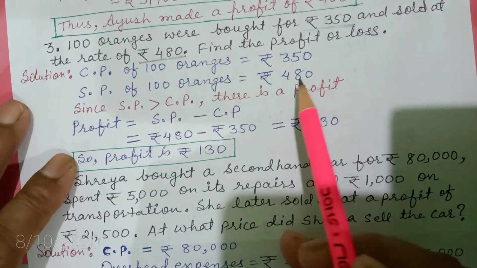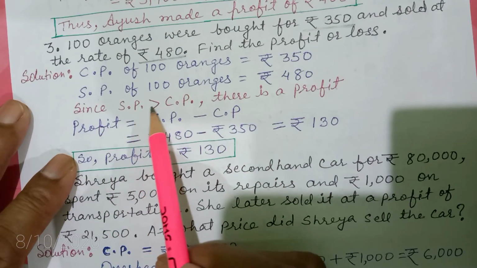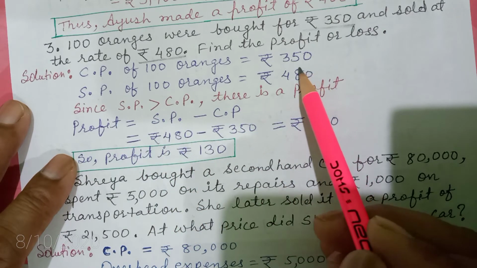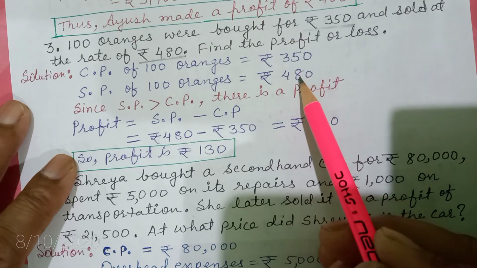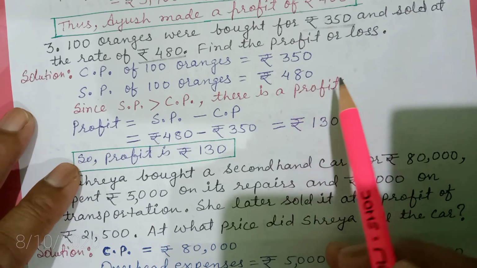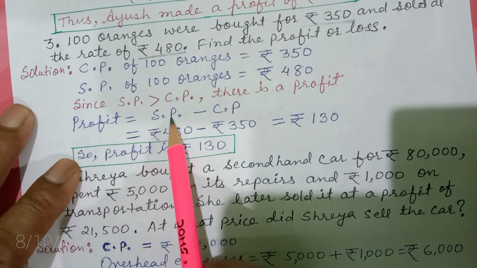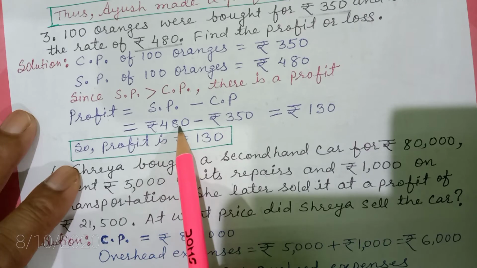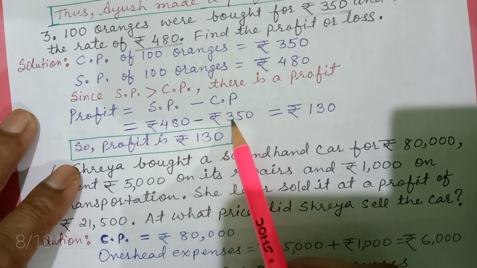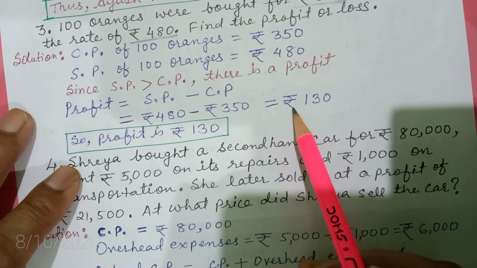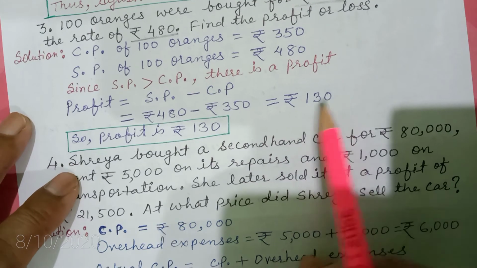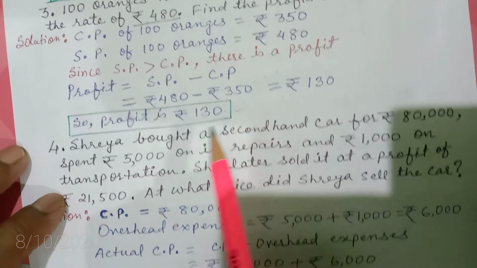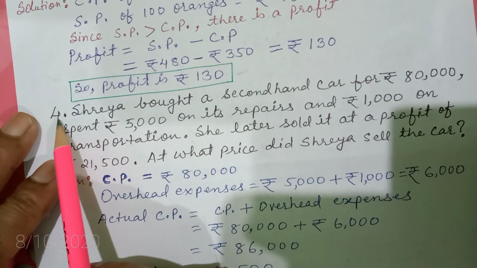480. Since SP is greater than CP, there is a profit. You know students, if SP is greater than CP, then there is a profit in a transaction. So profit equal to SP minus CP equal to rupees 480 minus rupees 350 equal to rupees 130. So profit is rupees 130. Now move to question number 4.